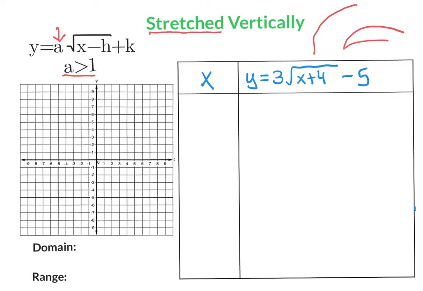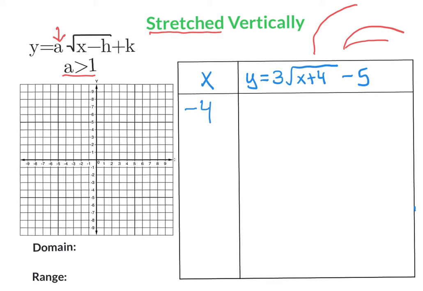Reminder that we cannot have a negative number under our square root. So we want to know what's the smallest number we can have. Well, we can have 0, but what would make this 0? What would make it 0 would be -4. So that is the first number we will pick as our x value.